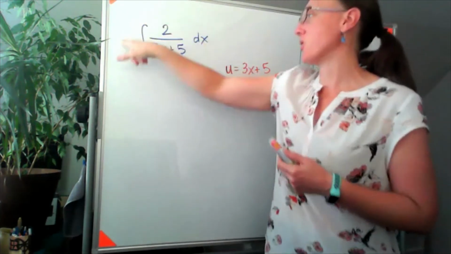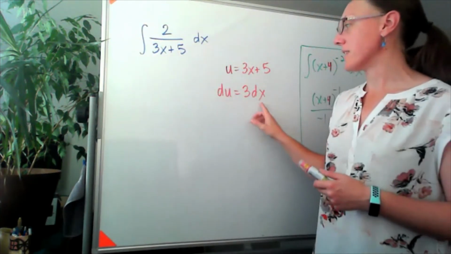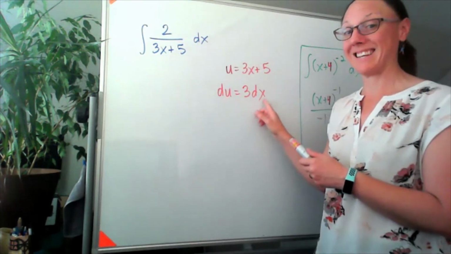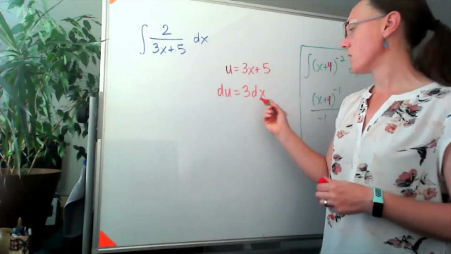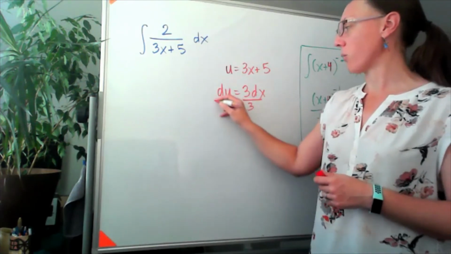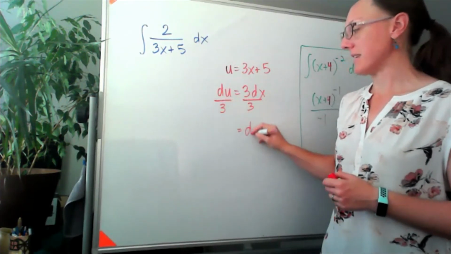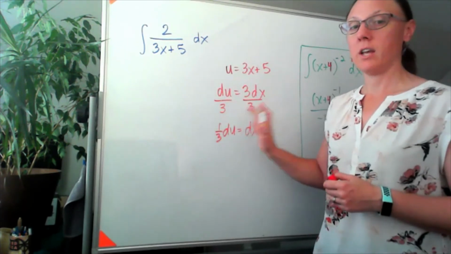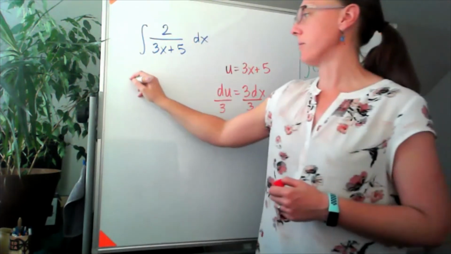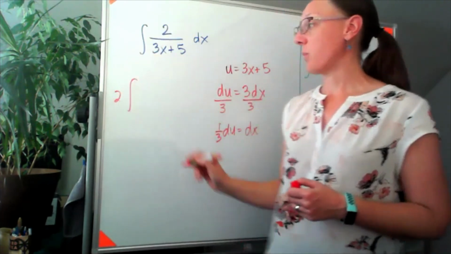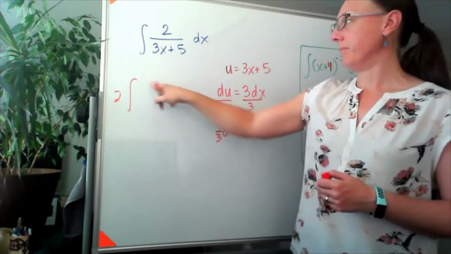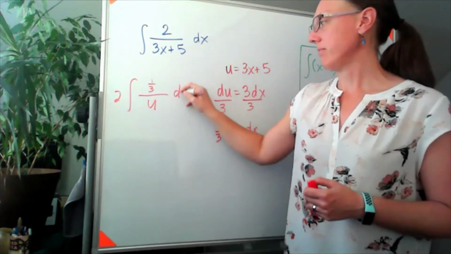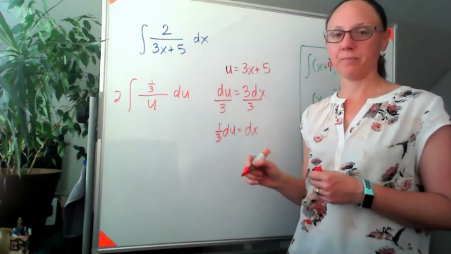And if I pop the 2 out front, then that means I'm not going to be replacing 3dx. I'm only going to be replacing the dx in the problem. So I'm going to go ahead and divide both sides by 3, which means dx is equal to 1/3 of du. And when I do this substitution, I move that 2 out in front. In the numerator, I end up with a 1/3. And then I've got that du.